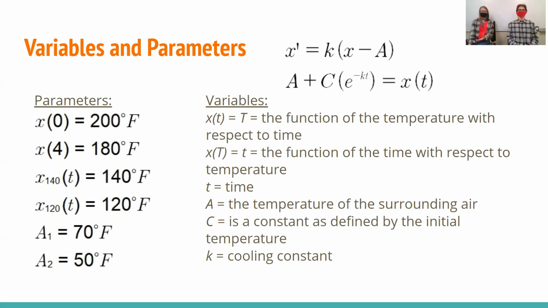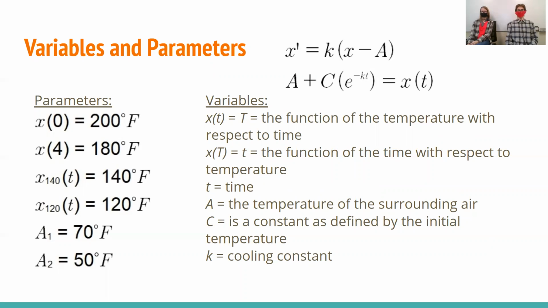So, you can see two equations on the screen right now. The first one is Newton's law of cooling, and the second is the general equation that we will derive using 4 different methods. The problem gives us a cup of tea that initially is 200 degrees Fahrenheit, and after 4 minutes, it's 180 degrees Fahrenheit. Later, we will analyze how much time it takes for the tea to drop to 140 degrees Fahrenheit and 120 degrees Fahrenheit. And then we will also analyze what happens when we change the ambient room temperature from 70 degrees Fahrenheit to 50 degrees Fahrenheit.